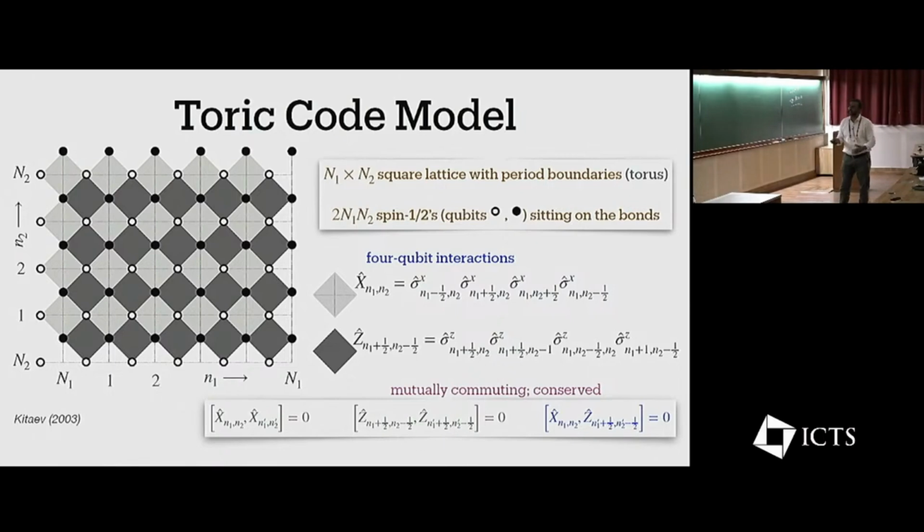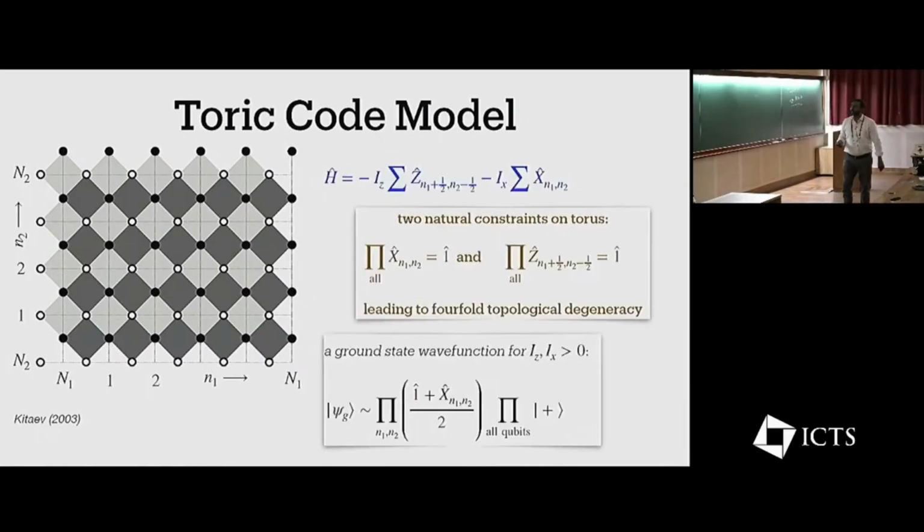One very interesting and simplifying feature of this model is that all these 4 qubit interactions mutually commute, and hence they are conserved quantities. In fact, there are 2 into n in total, so the number of conserved quantities is the same as the number of qubits in the problem. They also have a natural constraint that if you multiply all these x's together, they give you identity. So there is one constraint, and so on, which leads effectively to 4-fold degeneracy of each eigenmanifold. And that is what makes it a topologically interesting problem.